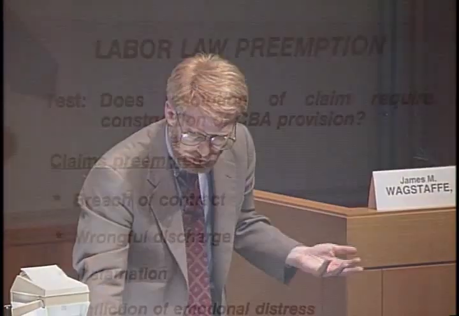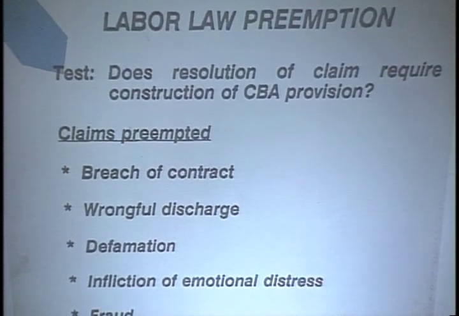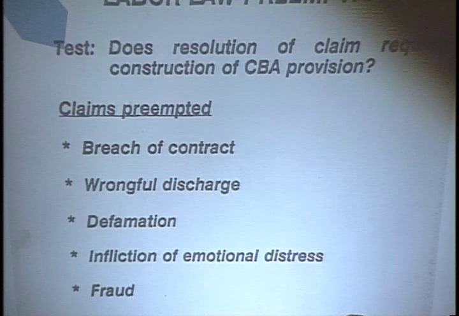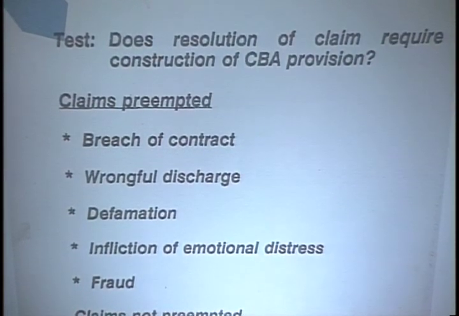However, if it's a union employee, and in order to decide this case, which we're clearly going to have to, if it's a wrongful discharge case, we've got to look at the terms and conditions of employment as set forth in the CBA. It's going to require some resolution or construction of a CBA term. Therefore, you blot out that state law claim and replace it with a federal 301 claim. Removal is appropriate.